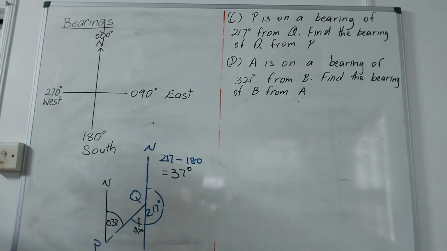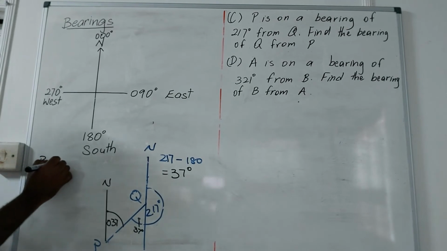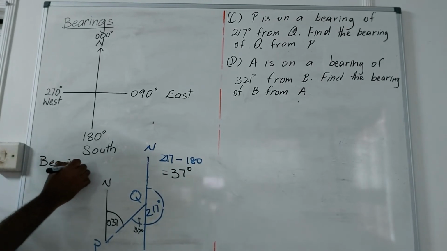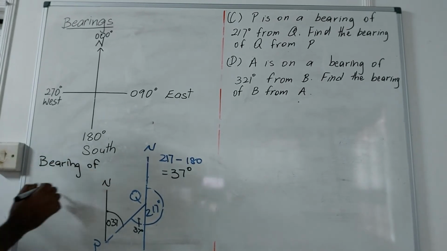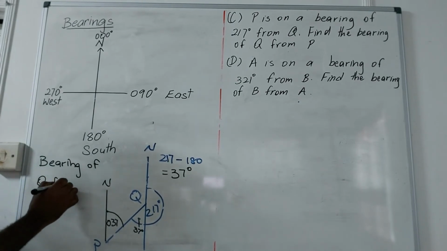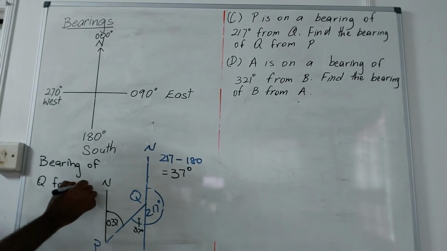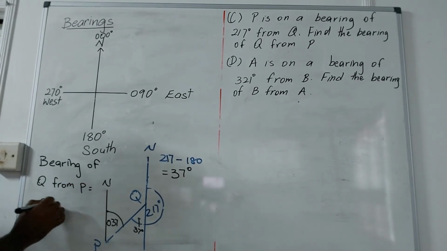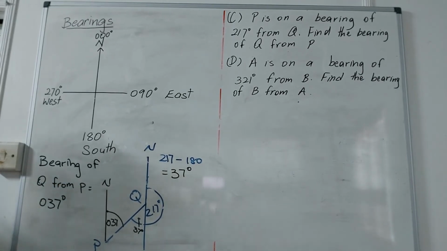So therefore, the bearing of Q from P is equal to 37 degrees. All right, now let's look at our final one.